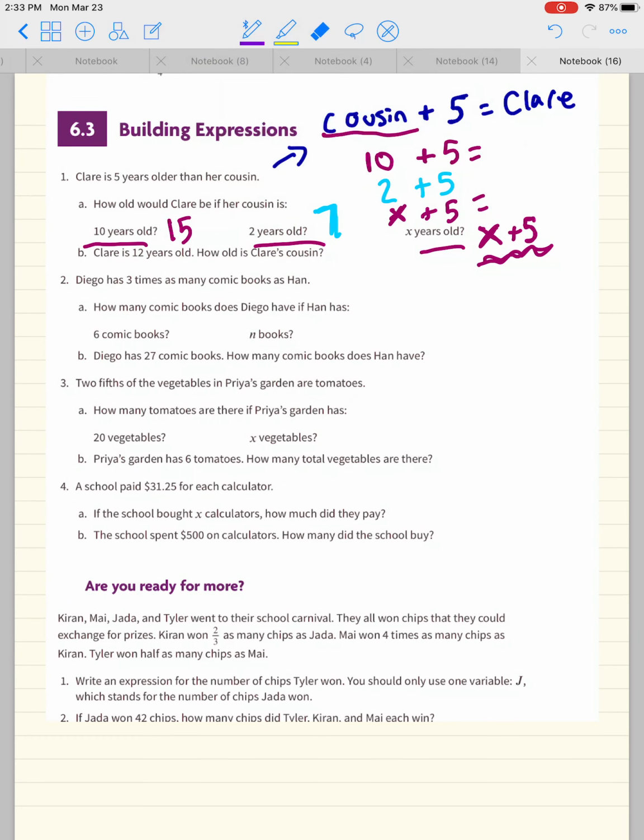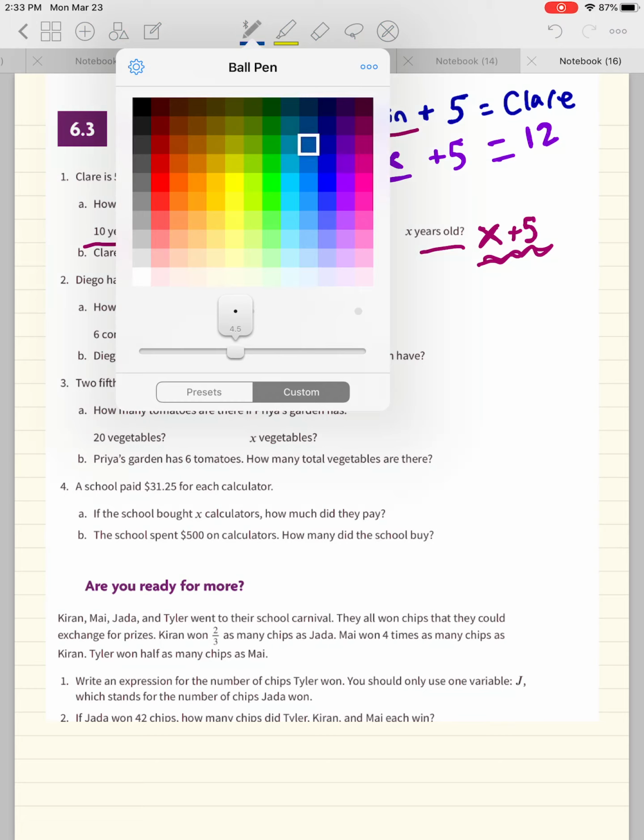So in this one, we're kind of working backwards from the ones before. If you look at my note that I wrote up here, cousin plus 5 equals Claire. Well, in this case, we know that Claire is 12 years old, and we know that her cousin plus 5 is equal to 12. But in this case, her cousin is the unknown number, or the X. So we need to figure out what number plus 5 is equal to 12.